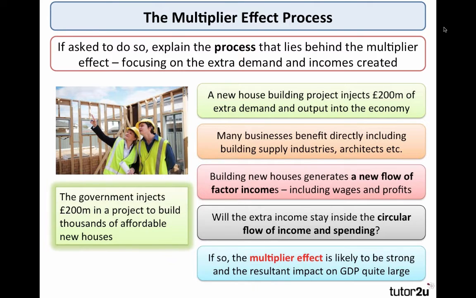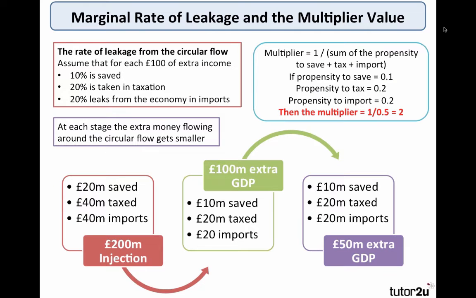Sometimes in the exam, students will be asked a numerical example, how a change in, for example, the propensity to save or import or tax could actually influence the value of the multiplier. Here's a numerical example. There's quite a lot to get your head around here, but I'm going to assume, if you go to the top left of the slide, that for each extra £100 of income we create, 10% is saved, 20% is taken in direct tax, and 20% is spent on imported goods and services. So for every £100 of extra income, effectively 50% leaks from the circular flow every time it goes around.